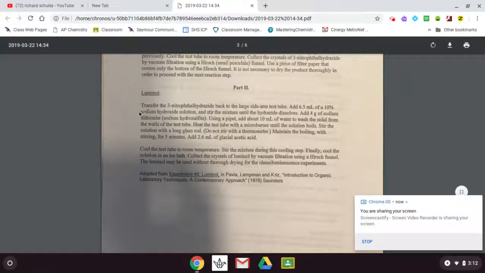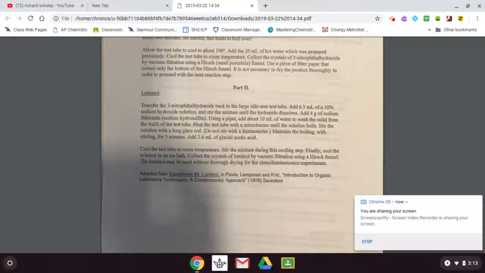Now you're going to add sodium hydroxide solution, until your material dissolves, and then add the sodium dithionite. It'll be a solid. Then pipette in about 10 milliliters of water to wash down the walls. Heat it up this time until it starts to boil. It doesn't matter what the temperature is. Don't use the thermometer as a stir. You can break it. Boil it for about 5 minutes.